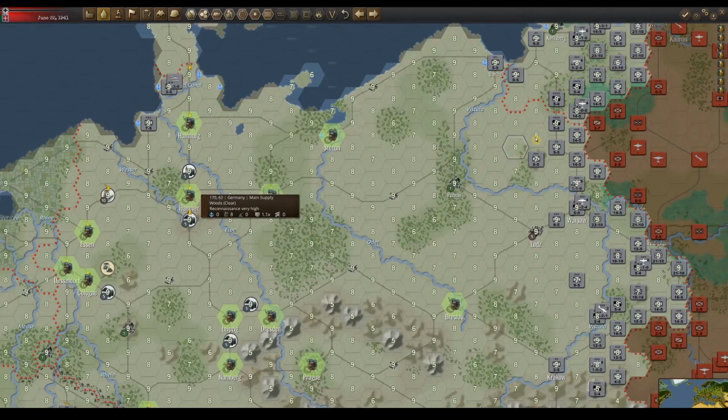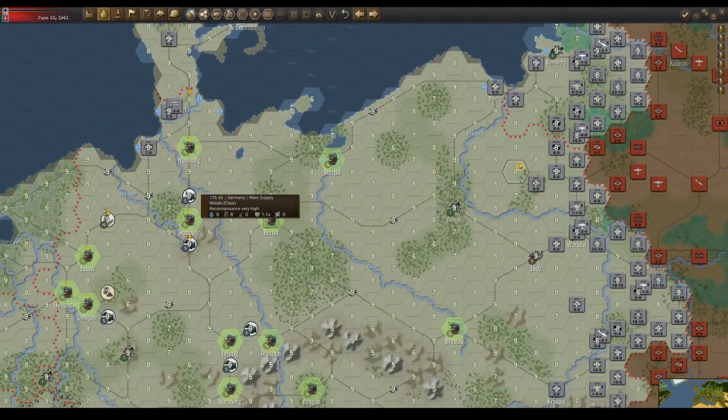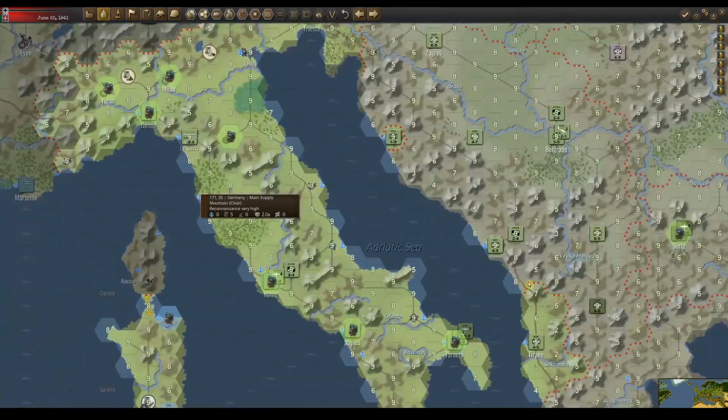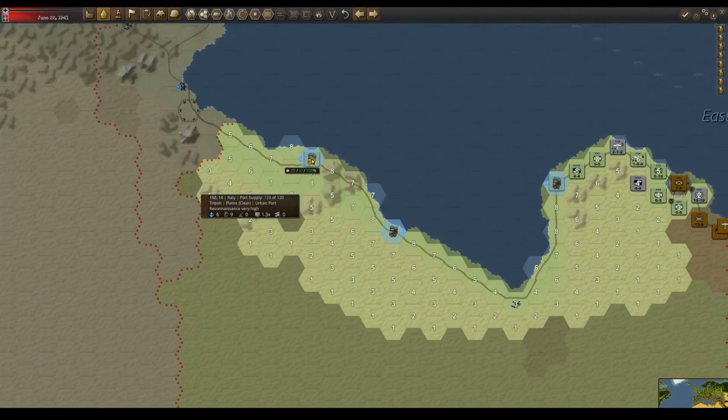The information panel will show you the supply source of the hex. Its import supply will use the stockpiles available. Once the stockpile runs out, units will get minimal supply.